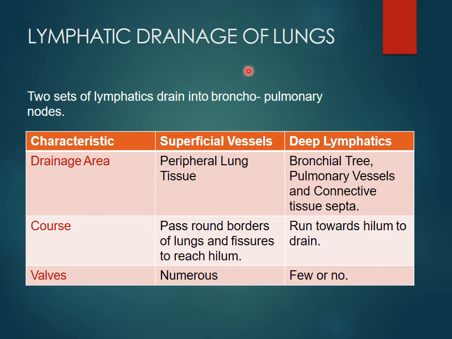Now comes the lymphatic drainage of the lungs. There are two sets of lymphatics which drain the whole lung tissue, composed of the superficial vessels and the deep lymphatic vessels. They both drain into the bronchopulmonary nodes. Superficial vessels drain the peripheral lung tissue. They pass around the border of the lung and fissure to reach the hilum. These vessels have numerous valves, while the deep lymphatics drain the bronchial tree, pulmonary vessels and connective tissue septa. They run towards the hilum, and these vessels have few or no valves.